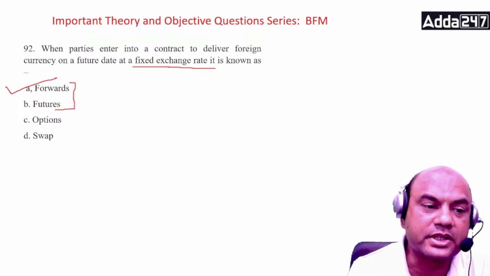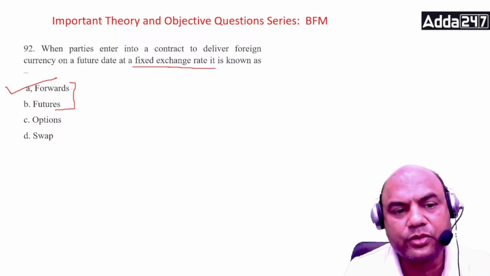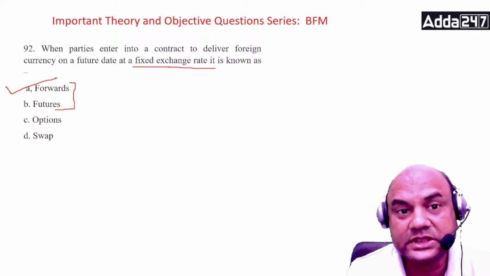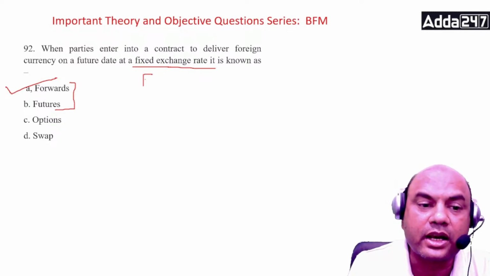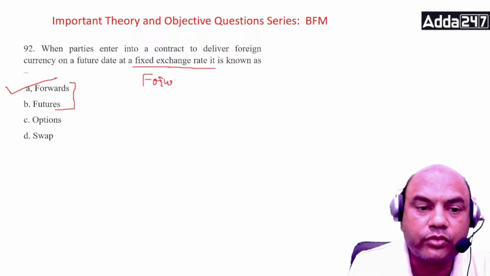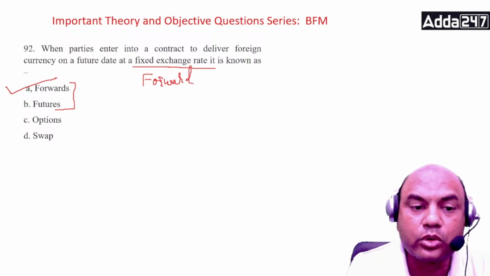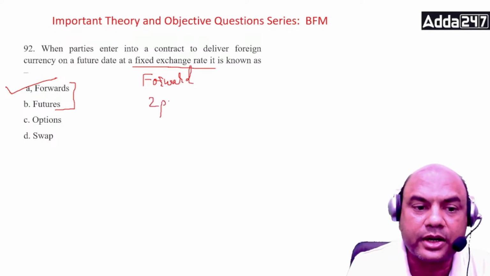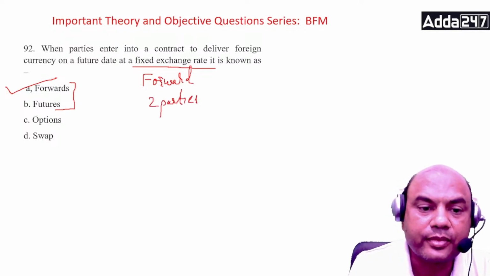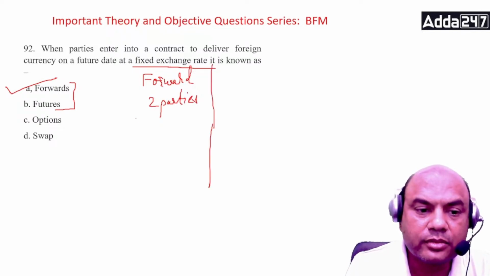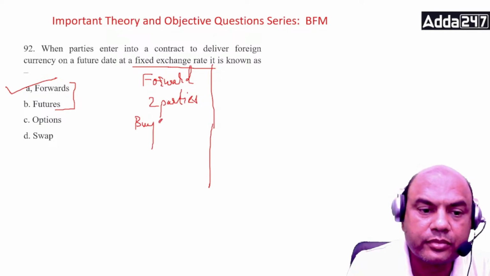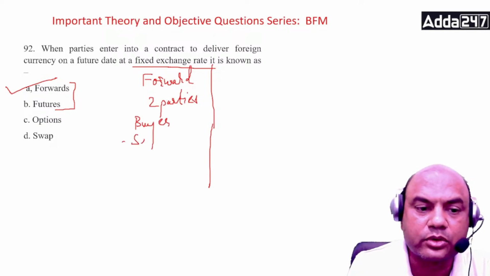See here, what are futures here? Remember one thing, future and forward are similar. Similar, I won't say same. The only difference is, in forward there are two parties. Two parties means buyer and a seller. These are the two parties.